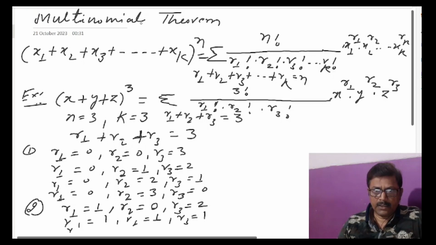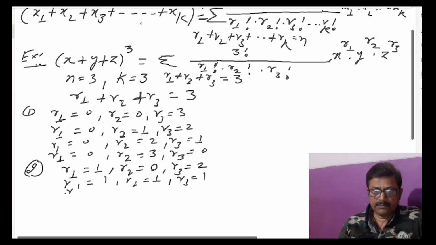Correct? Keep again R1 equal to 1 and now take R2 equal to 2. So R3 will be 0. Okay, only 3 possibilities are there. If we take R1 equal to 1, there is no more possibility. Okay. Now I will make the third case.